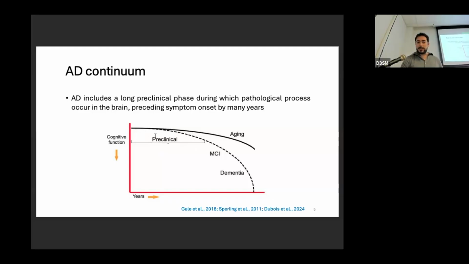But as I mentioned, there is this extended preclinical phase that can last up to 2 decades before the symptoms appear, where these pathological processes are developing. So it is ideal to study the mechanisms of the disease here, and it's potentially an ideal therapeutic window to intervene in these pathological processes before they cause neurodegeneration and cognitive decline.